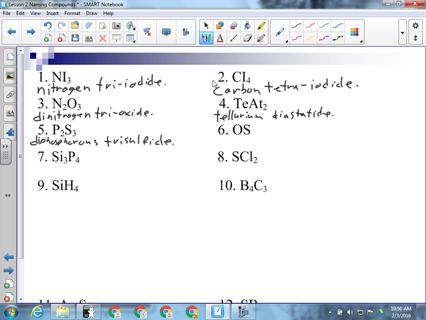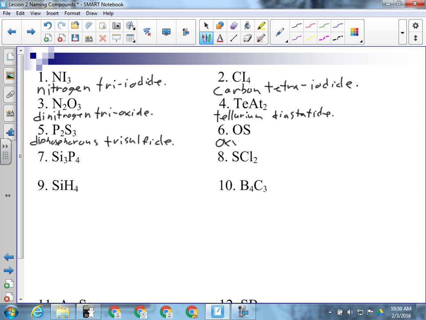Okay, remembering that all of these do have to have lowercase letters. Okay, they can't be capitalized because they're not proper names. Okay, how many people have done all 10? Okay. All right, so for number 6, I've got 1 oxygen and 1 sulfur.